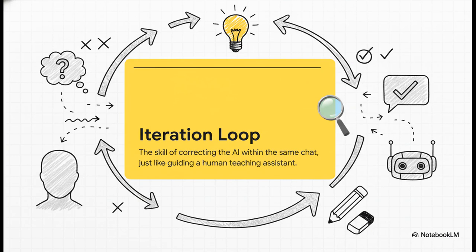So what is this iteration loop? It's pretty much what it sounds like. It's just the skill of correcting the AI right there in the same conversation instead of starting a new one. You wouldn't fire your teaching assistant just because they made a small mistake, right? No, you'd guide them. You'd tell them how to fix it. That's exactly what you do here. You just reply to that bad output and give it a clear, simple correction. You're having a conversation, not just typing commands.